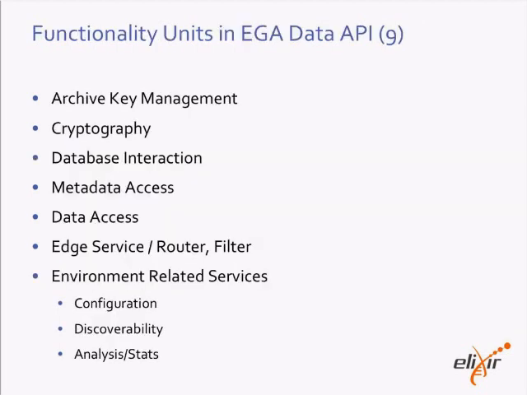At the EGA, we have identified these key functionalities. There are microservices that implement each of these, and I will talk about them in a little bit. Essentially, there is archive cryptography, there's a database interaction component, then there are the metadata and data access components for the front end, and then there is a bunch of environment-related services. So there is a router and a filter, and certain other environment-related services which make this system as a whole work better and more scalable.